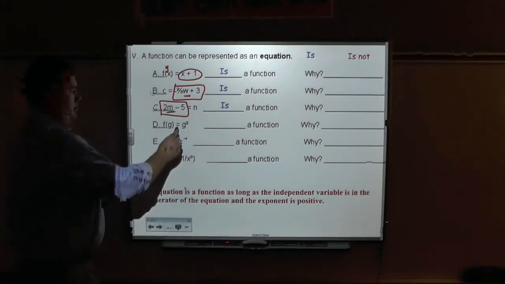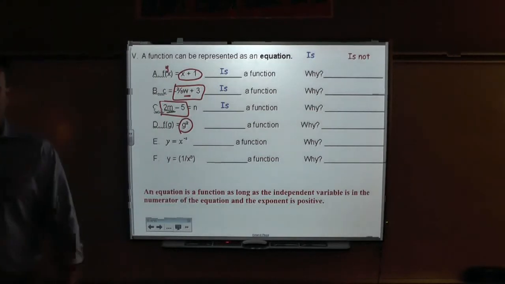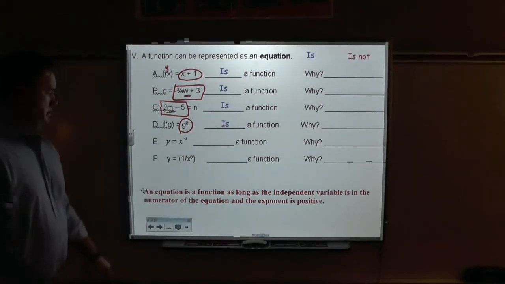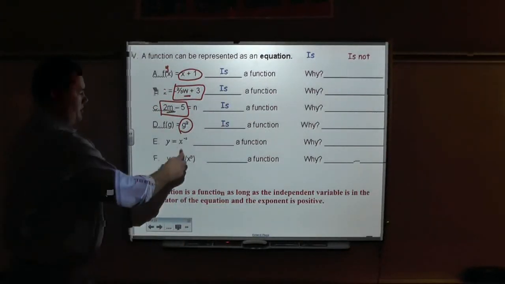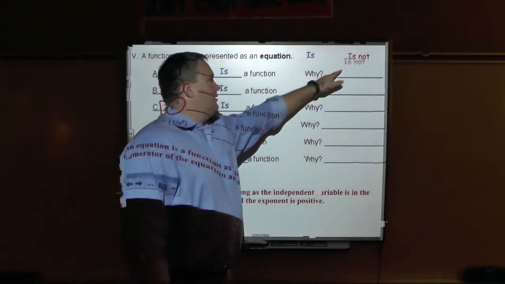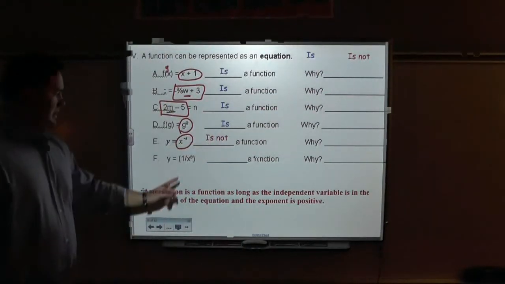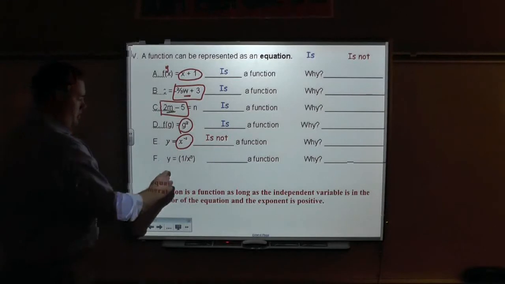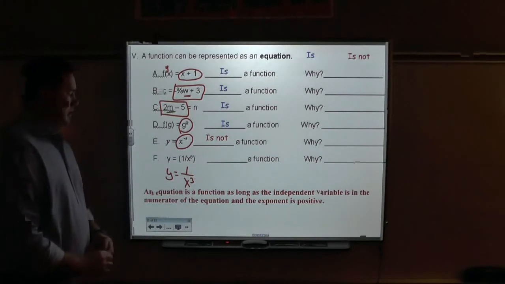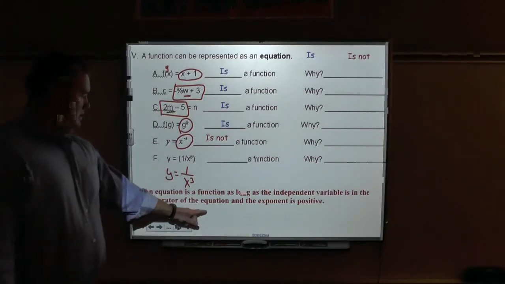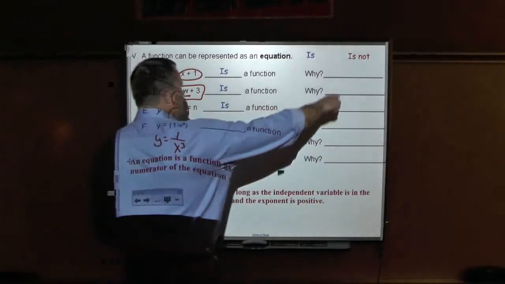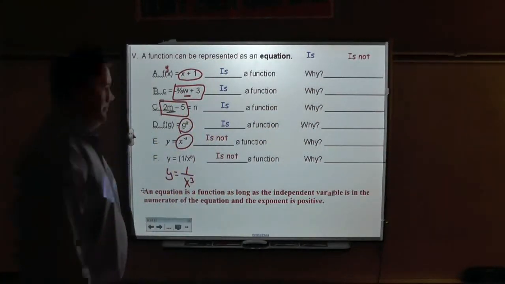D, this is your function, g squared. As long as the exponent is positive, this is a function. Because you'll notice in E, your function is x to the negative 3rd power. That's a negative exponent. This is not a function. And then lastly, I want you to look at F. This can also be written like this, 1 over x cubed. And as it says, as long as it's in the numerator, this one's in the denominator. So this one is not a function.